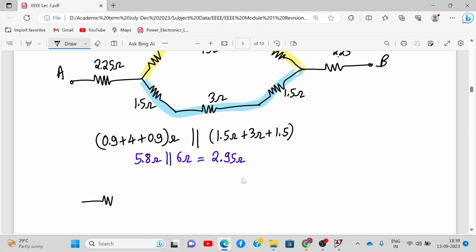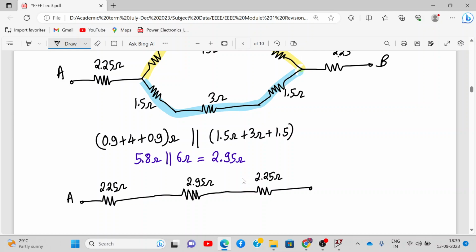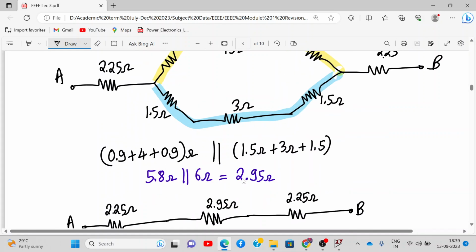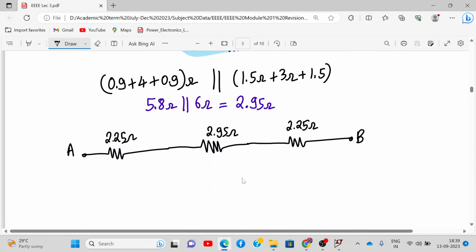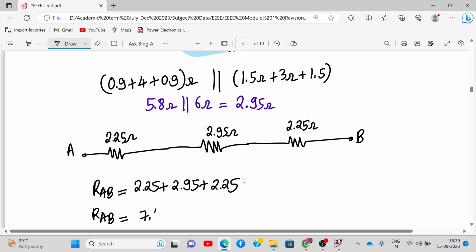So between A, here we have 2.25 ohms. This is terminal number A, and we have the series-parallel resistance combination, which is 2.95 ohms. And here we have again 2.25 ohms. So this is B. So now it's very straightforward. All three resistances are connected in series. So RAB will be 2.25 plus 2.95 plus 2.25 ohms, and that comes out to be 7.45 ohms.